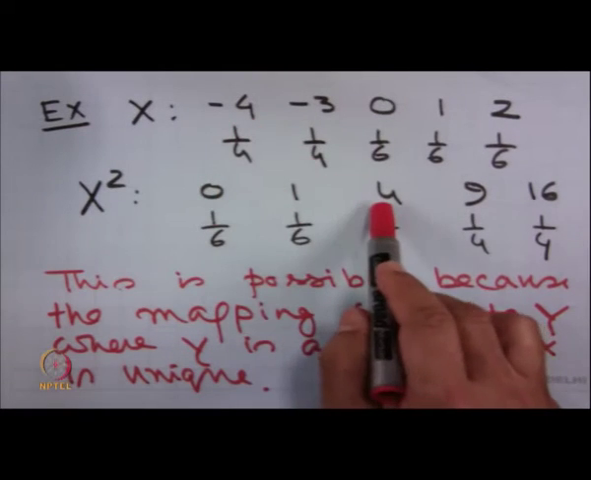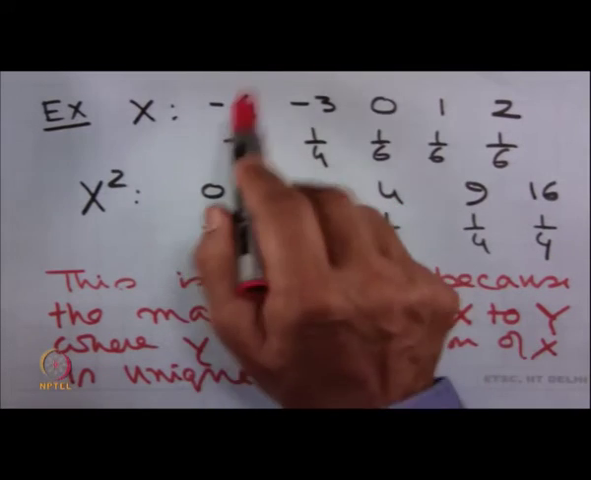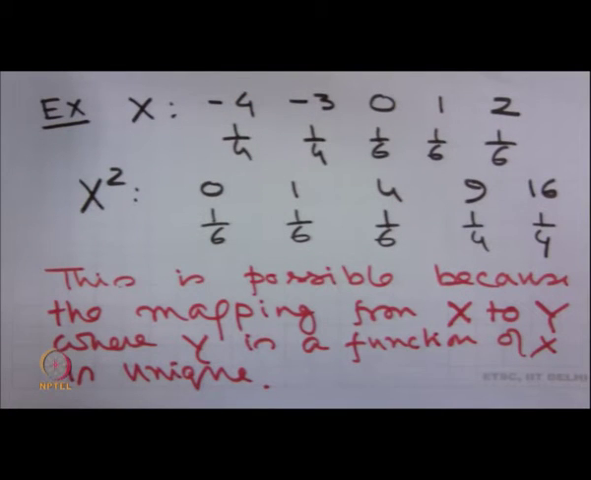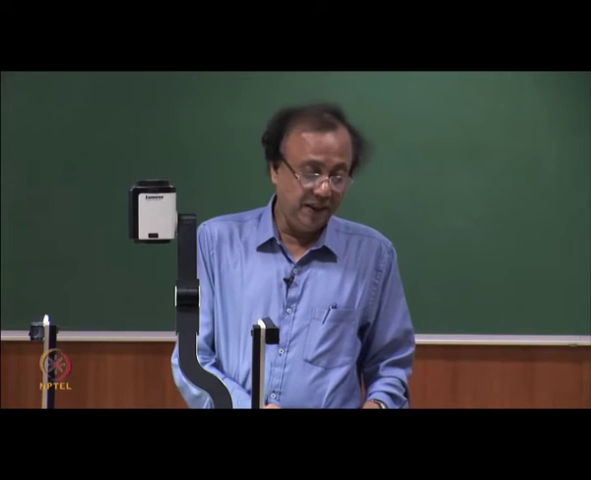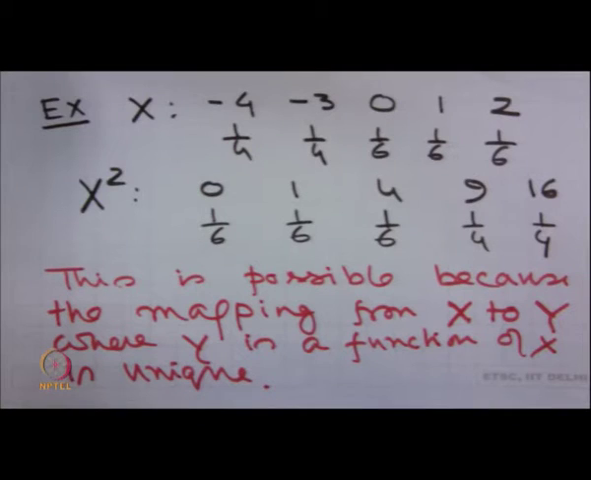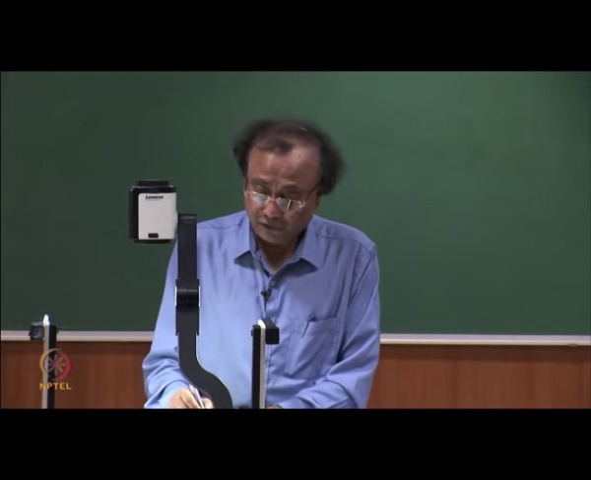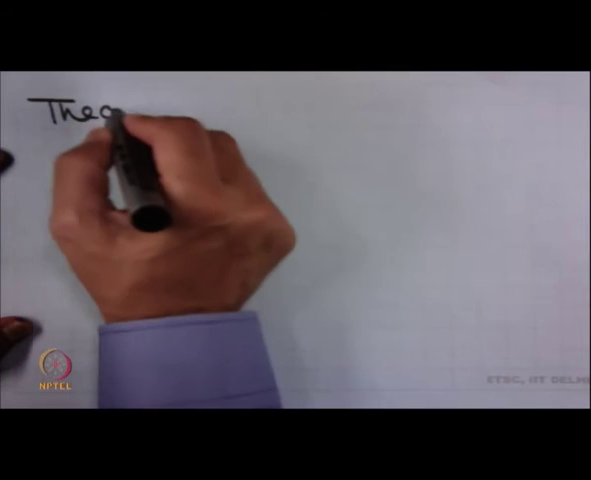Given x, I know the x square, and given x square, I know which value of x has produced this value for x square. Thus, when the mapping is unique, it helps us to compute the PDF of a function h x of the random variable x from the distribution of the original random variable, namely x. I appeal to the following theorem, which many of you must have seen.